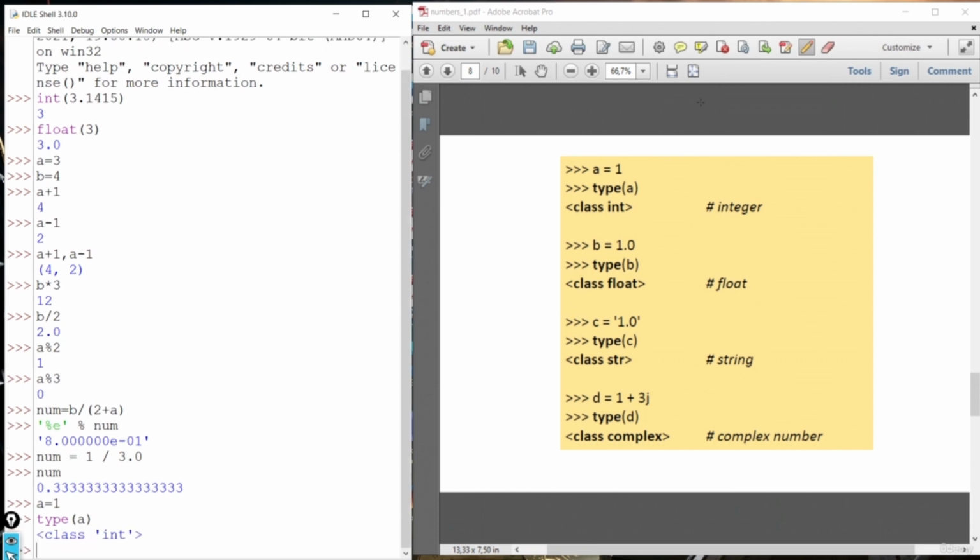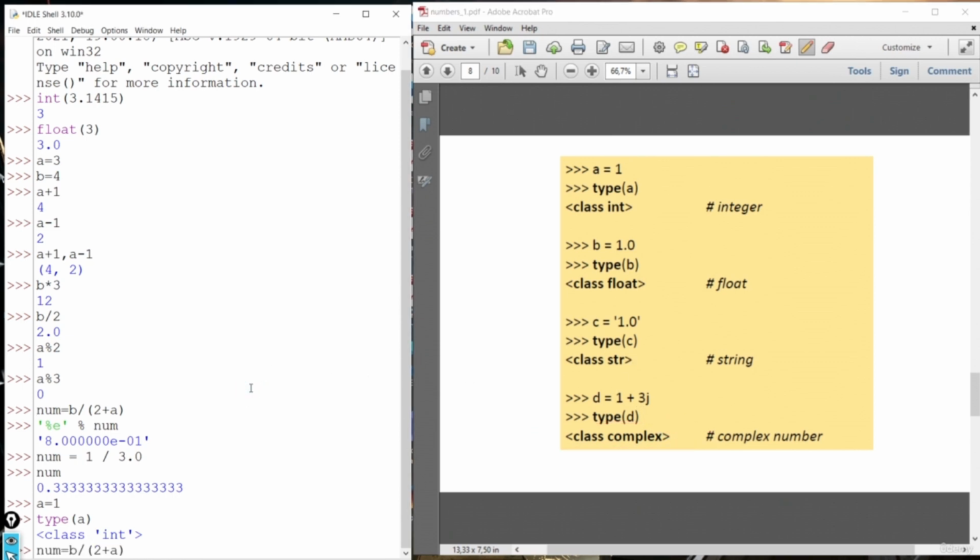And similarly for the others, B is equated to 1.0. This is floating point number. If we write type B, class float will be displayed. Here we have a string. This is not a number, it is a string. If we write type C, class string will be displayed. Here we have complex number 1 plus 3j. If we write type D, class complex will be displayed.